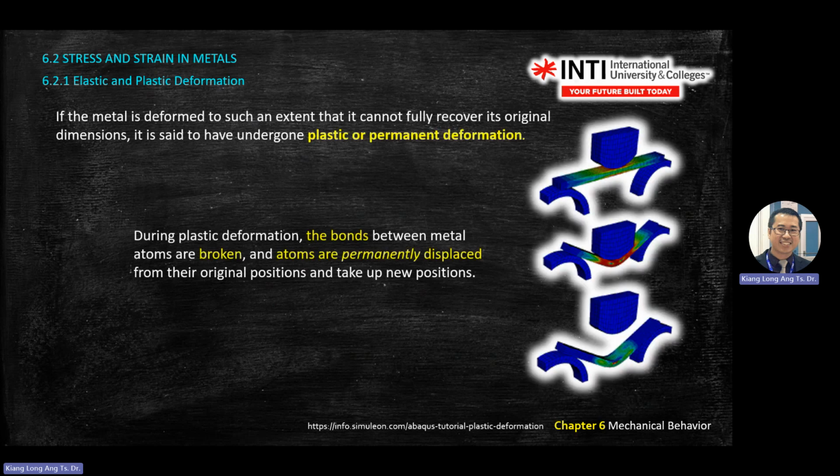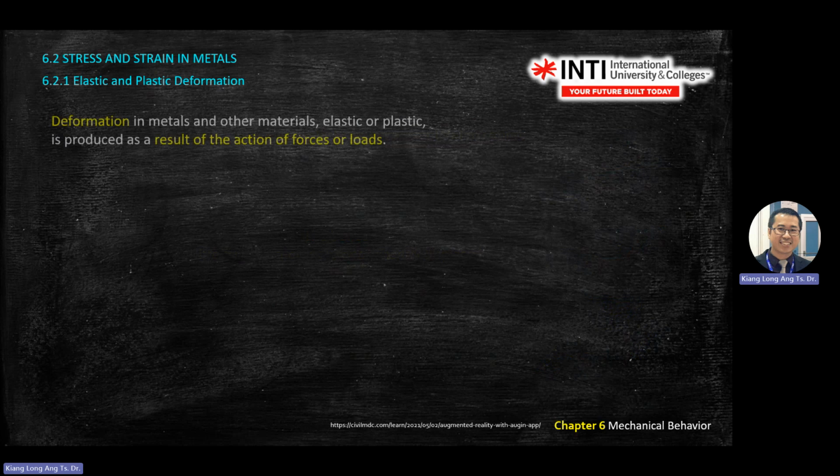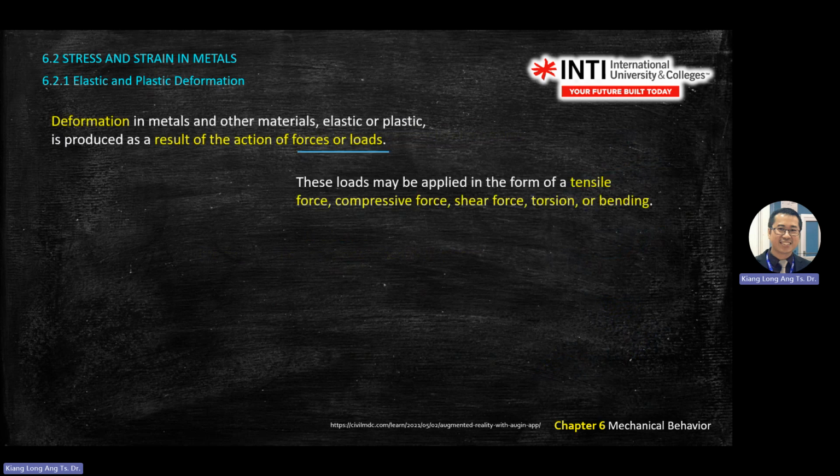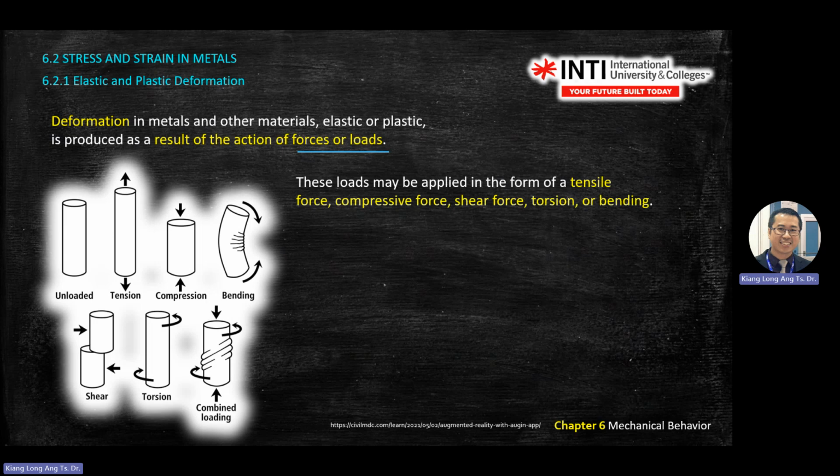Okay. So the atom is permanently displaced. Something like this. So it will stay at its own form, for example. So this one I already explained. This diagram will help you to understand. Unloaded will look like this. If the arrow is pointing out, it becomes tension, pointing in becomes compression.